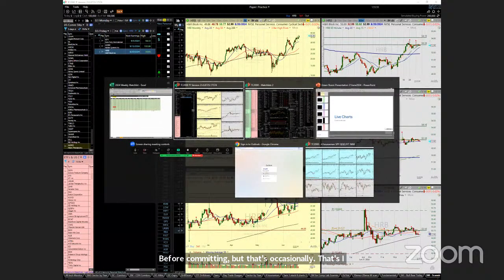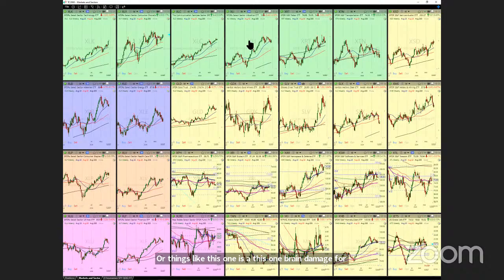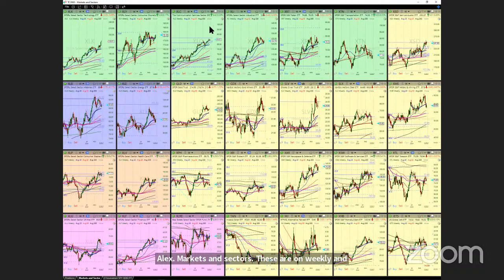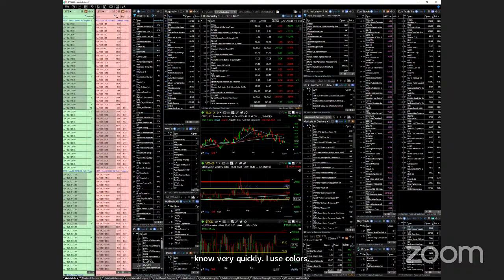If we're talking about just using colors for things, this one is brain damage for Alex: markets and sectors. These are on weekly and these match with the economic cycle. So this is the start, this is middle, and those colors match to the economic and market cycles. So that's how I know very quickly. I use colors pretty much all the time, and different colors mean different things.